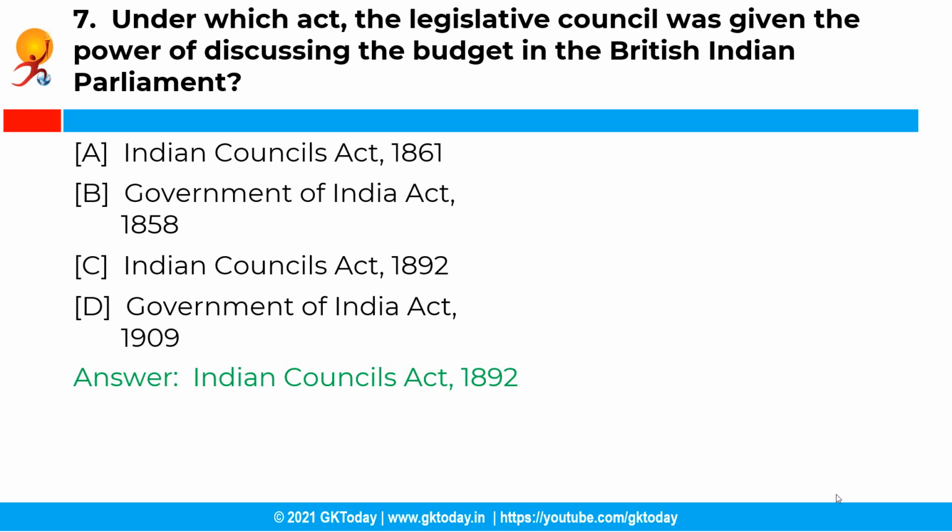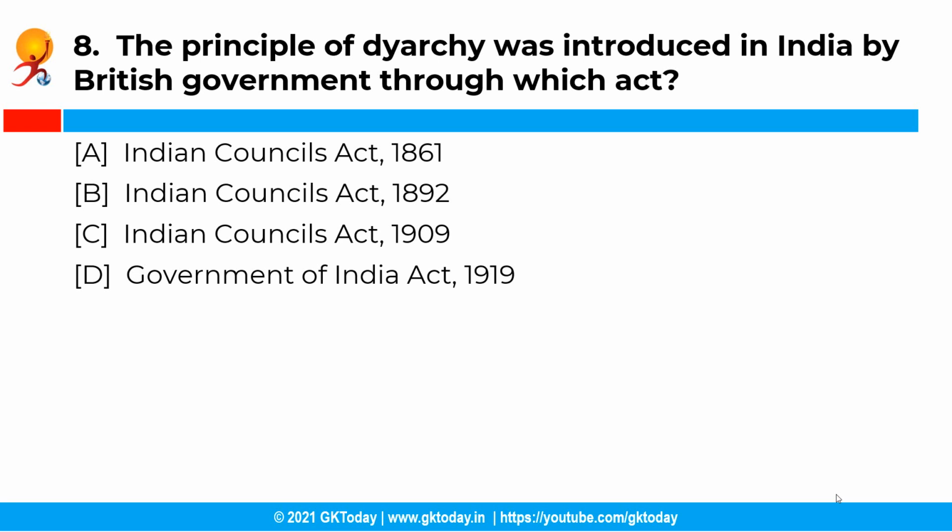Now the next question is, the principle of diarchy was introduced in India by British government through which act? Your options are: A, Indian Councils Act of 1861; B, Indian Councils Act of 1892; C, Indian Councils Act of 1909; and D, Government of India Act 1919. Now the correct answer for the question is option D, that is Government of India Act 1919.